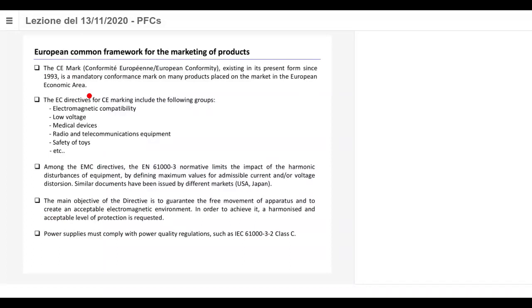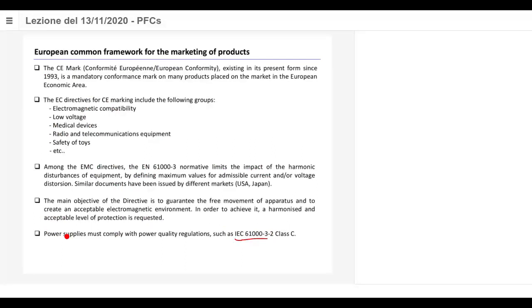Okay, and so there are directives that are provided by several committees that involve several different apparatuses. They define different rules to be followed for different kinds of equipment. So you have, for example, the rules for medical devices, the rules for radio and telecommunication equipment, the rules for electromagnetic compatibility issues, etc. There are a lot of normatives. One of these directives is the IEC 61000-3-2, which is directly devoted to the power supply.